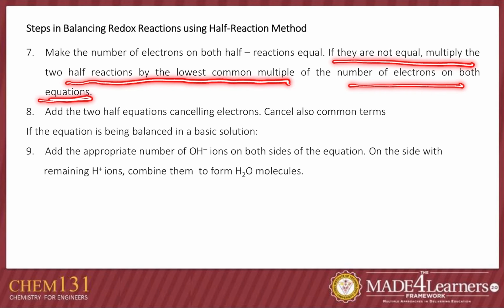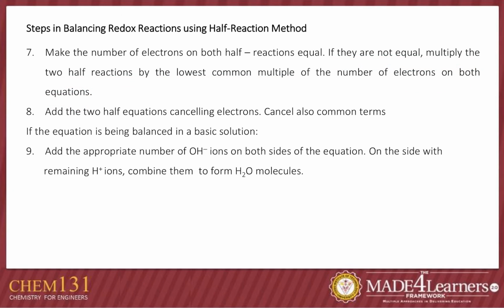The target here is that the number of electrons in the reduction half reaction must be the same as the number of electrons in the oxidation half reaction. The electrons in the two half reactions must be equal. Next, once the number of electrons is equal, is to add the two half equations. The purpose of number 7, why the electrons must be equal in both oxidation and reduction half reactions, is that when you add the two, the electrons must cancel.